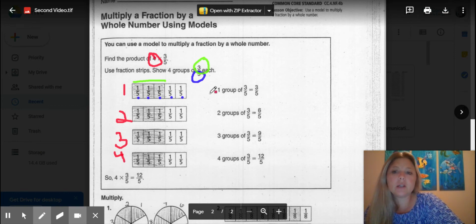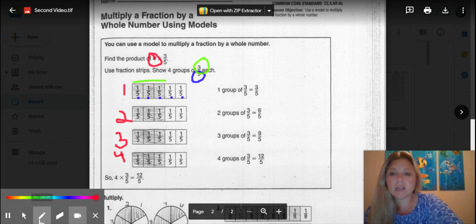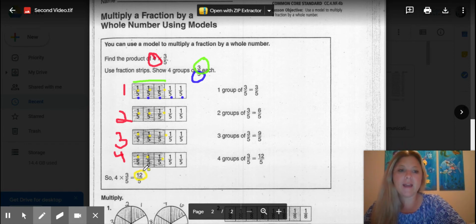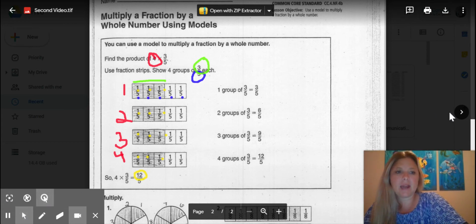So when you go through and count all of the shaded markings that we have going on right here, 1, 2, 3, 4, 5, 6, 7, 8, 9, 10, 11, 12. That's how they came up with the 12 right here. Out of how many pieces? Out of 5. And that's how they got that answer.